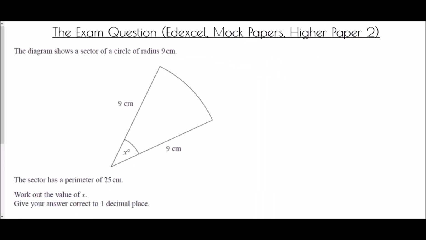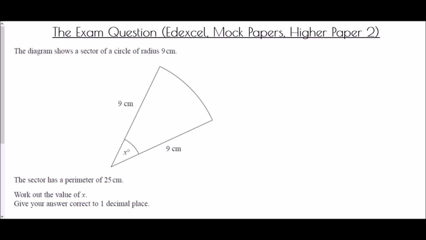And so we come to the final question. It's the exam question. It came from the Edexcel mock papers, and it was on higher paper 2, so it is a calculator question. And we're told that the diagram shows a sector of a circle of radius 9 centimetres. The sector has a perimeter of 25 centimetres. Work out the value of x. So we are looking for the angle in this case, and we're going to give our answer correct to one decimal place. So again, we must recognise here what do we actually need for the perimeter.